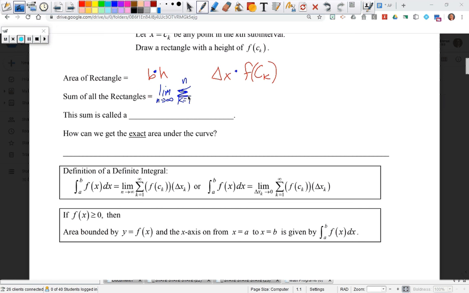So add them all up. Add all the infinite number of rectangles, where you're doing the base times the height. You with me? And this sum is called the integral. Any questions so far?